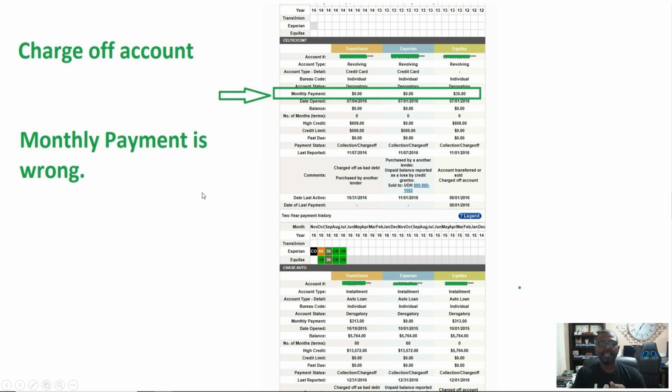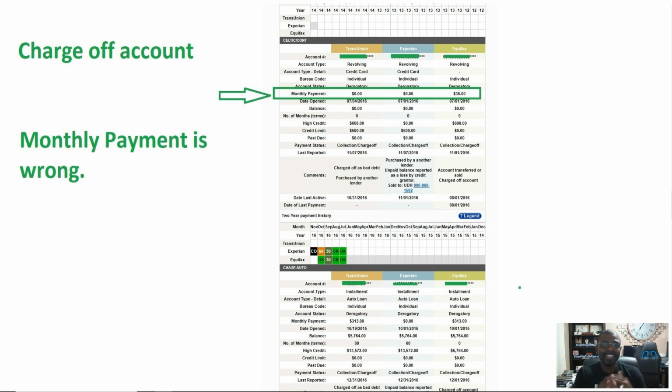Look at the monthly payment. Now, on TransUnion, it says 0 for the same account. Again, we've already found 2 problems with this account. For TransUnion, it says 0. For Experian, it says 0. But now on Equifax, it says you owe $35. Now, what is wrong with this picture? I thought the credit bureaus are supposed to report information 100% accurately.